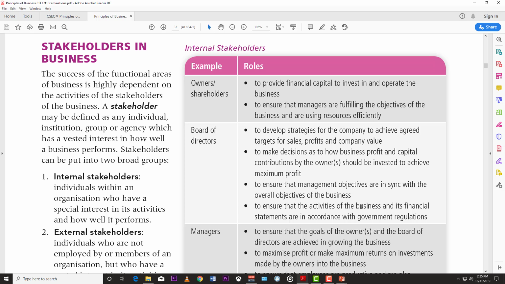And of course, if you want to get textbooky, right here in the textbook, you see internal stakeholders, owners as shareholders, and they have two roles that they have to make sure the business succeed. And as I said before, provide financial capital to invest and operate the business, and two, to ensure managers are fulfilling the objectives of the business and are using resources efficiently, right? So all those are ways in which the business owner can ensure the success of their business.